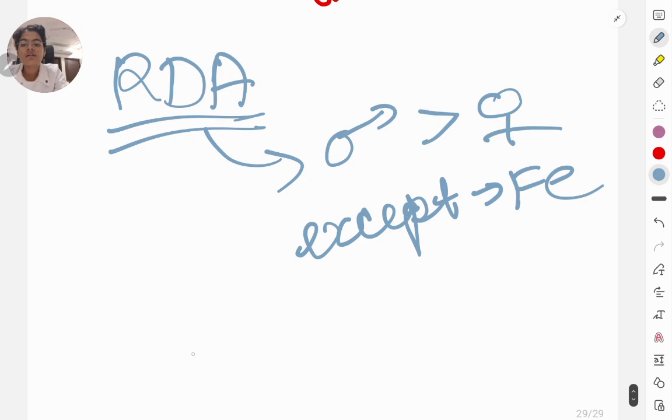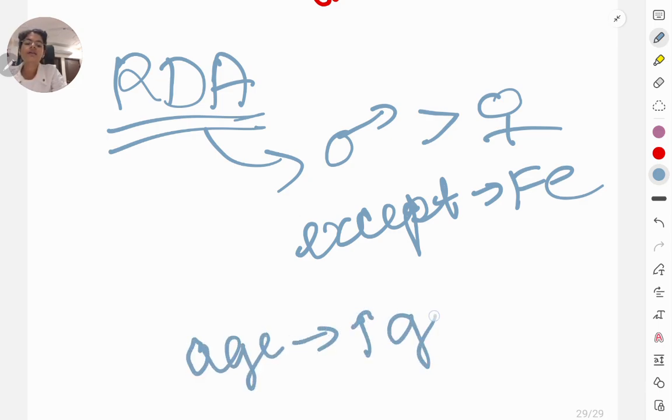Secondly, age, as during the growth period, the RDA is more.